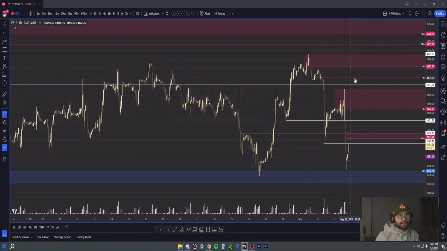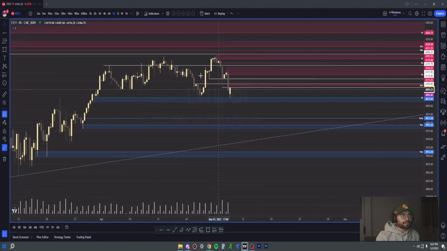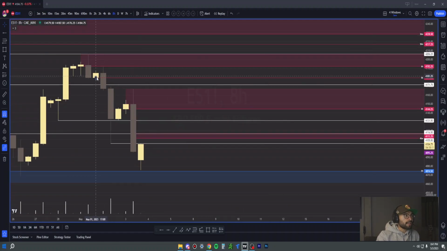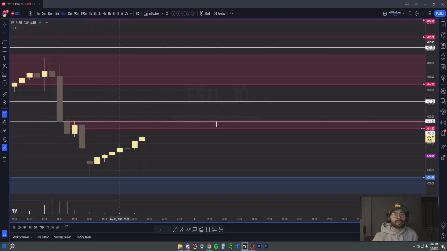For example, this right here, I have it plotted as an 8 hour supply zone, because this drop right here was so fast and hard that there are going to be so many trapped longs here, and I'll show you how the 8 hour looks there. So this is the 8 hour basing candle, and then we had the sharp drop, right? For me, this is a very strong supply zone, and the fact that it hasn't been tested gives me even more attention on it, because an untested zone usually has a higher probability of working.